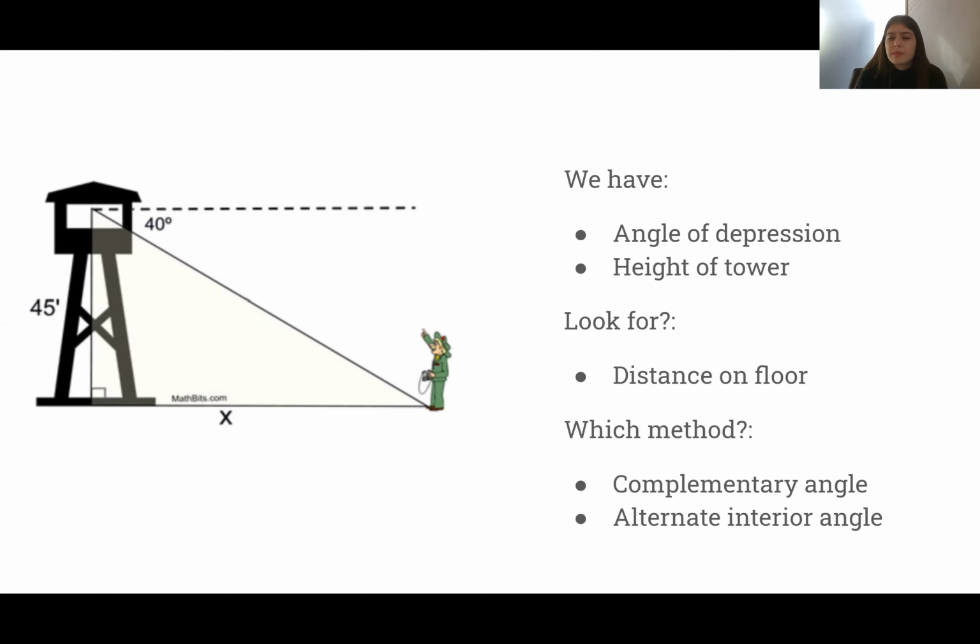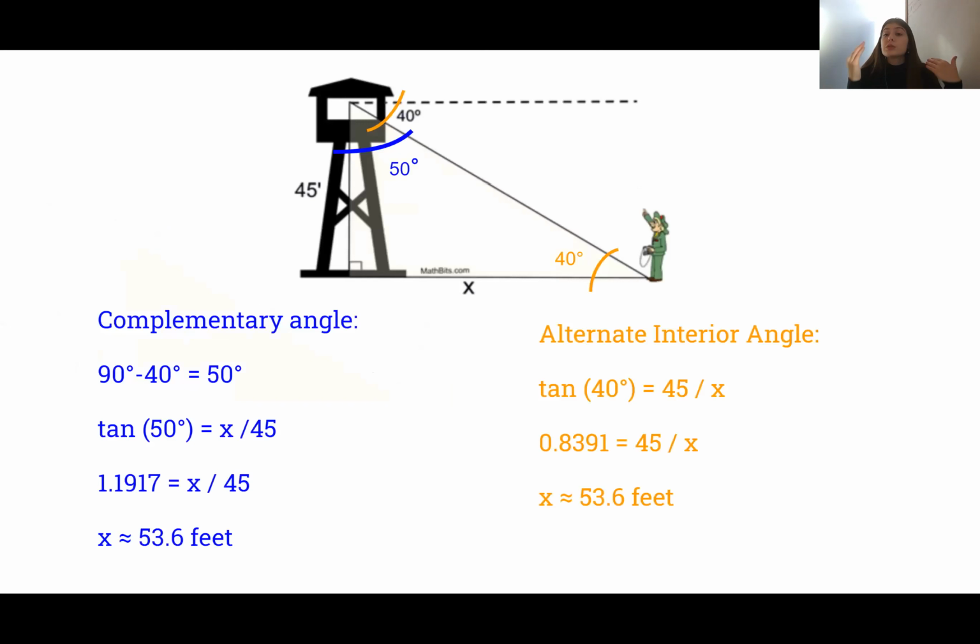Are we going to do complementary angle? Are we going to do alternate interior angle? Well, here's both. So it's up to you, whatever preference you want, whatever is easiest for you. If you want to do the complementary angle, that's right here, right? So all you do is 90 minus the 40 degrees that they gave us. So that's 50 degrees.